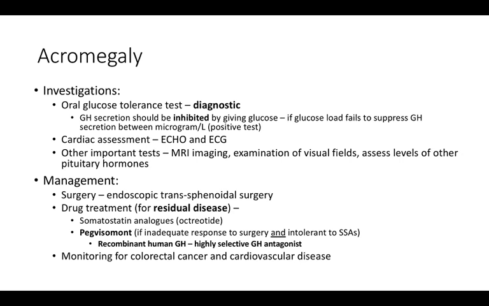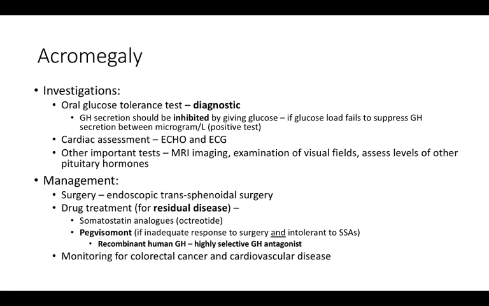So acromegaly, investigations that we might perform to make a diagnosis of acromegaly include the oral glucose tolerance test. This is diagnostic and the gold standard for diagnosis. Under normal circumstances, growth hormone secretion is inhibited following a glucose load. However, when the test is positive, indicating a diagnosis of acromegaly, the glucose load fails to suppress the growth hormone secretion. I apologise for the background noise.